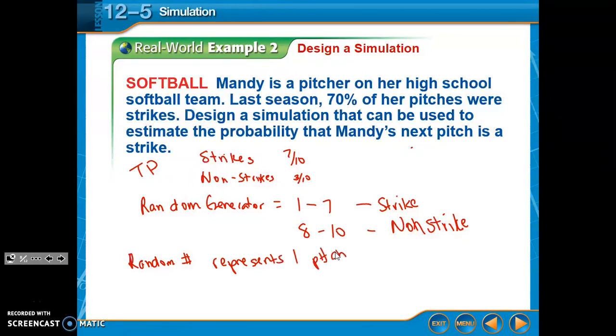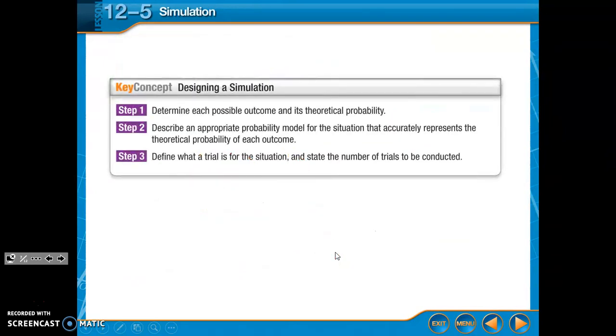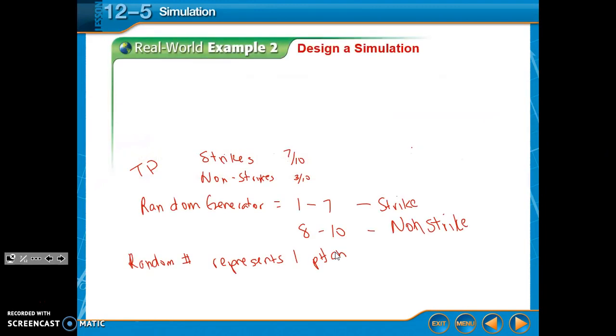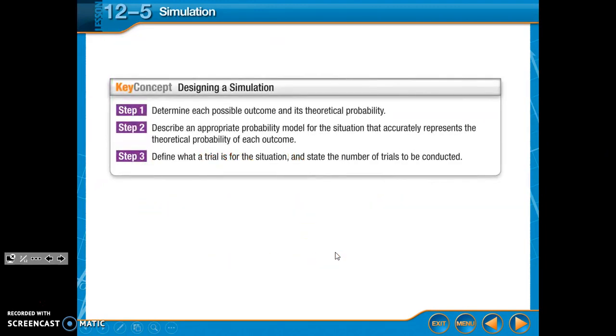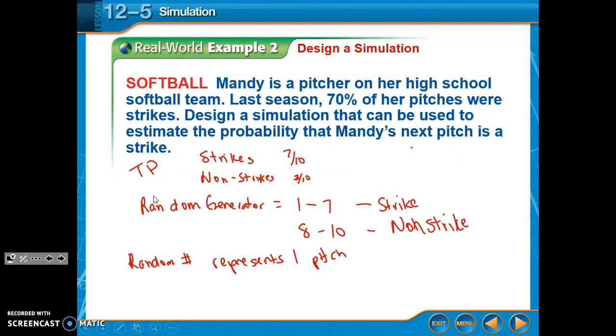So the steps for creating a simulation is to describe an appropriate probability model. We said that random numbers between 1 and 7 are going to represent a strike, and from 8 to 10 is going to represent a non-strike. We're going to define what a trial is. Each trial is each time you do a random number. Let's say, for example, we're going to do 50 trials. One pitch, one trial represents one pitch.